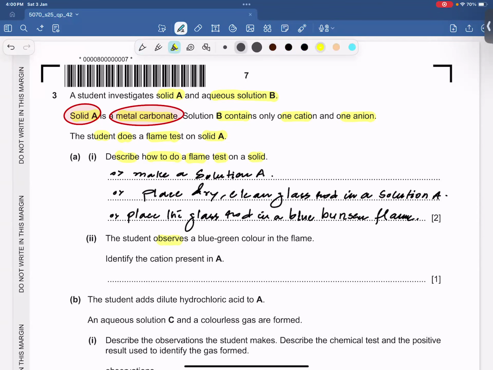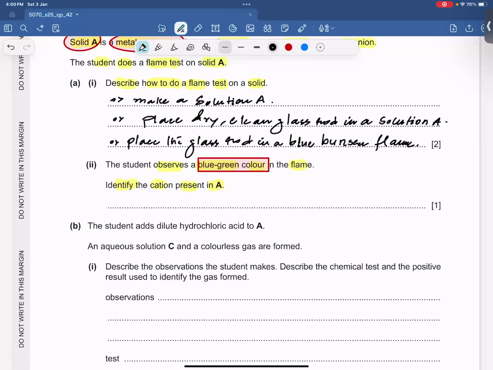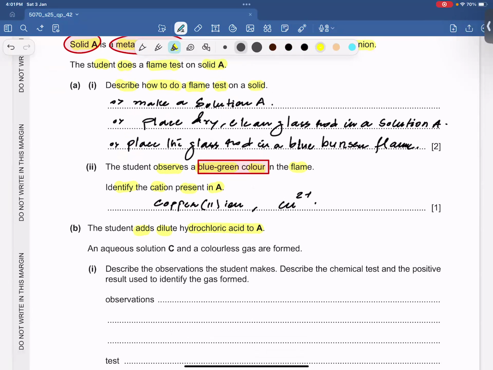The student observes a blue-green color in the flame. Identify the cation present. By the way, this blue-green flame color shows the presence of copper ions. Copper 2 ions. Okay. And since the examiner is looking for the identification of the cation, we can write the formula also. The student adds dilute hydrochloric acid to A. A is a metal carbonate, which means it has to be copper carbonate, because that metal carbonate contains copper ions.